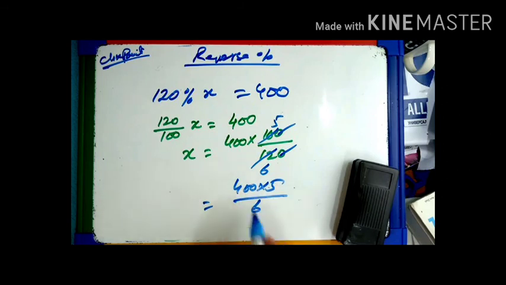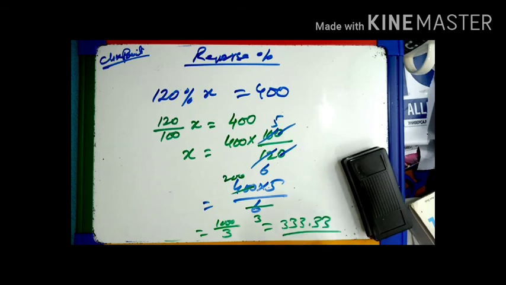Again, move with 2. You can cancel this with this, right? Answer can come 4 in... 2 6s are 12, 2 3s are 6, and this is 100, right? 100 times 10 is 1000. 1000 divided by 3, which gives us 333.3 point. Yes, done?